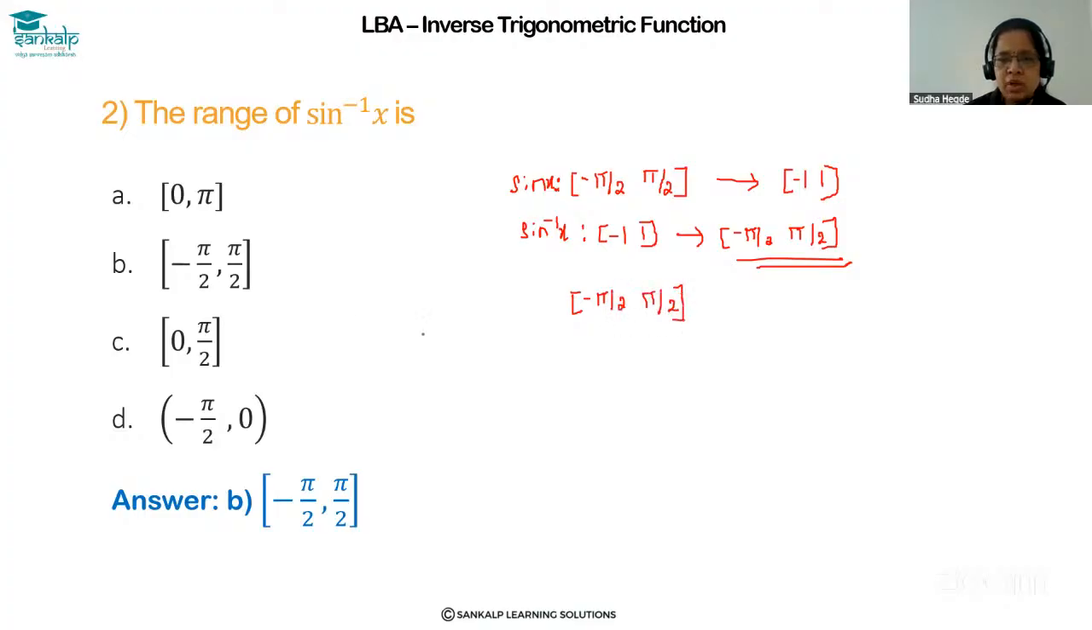Closed interval minus pi by 2 to pi by 2. Therefore, the range of sin inverse x is closed interval minus pi by 2 to pi by 2. Option B is the correct answer.